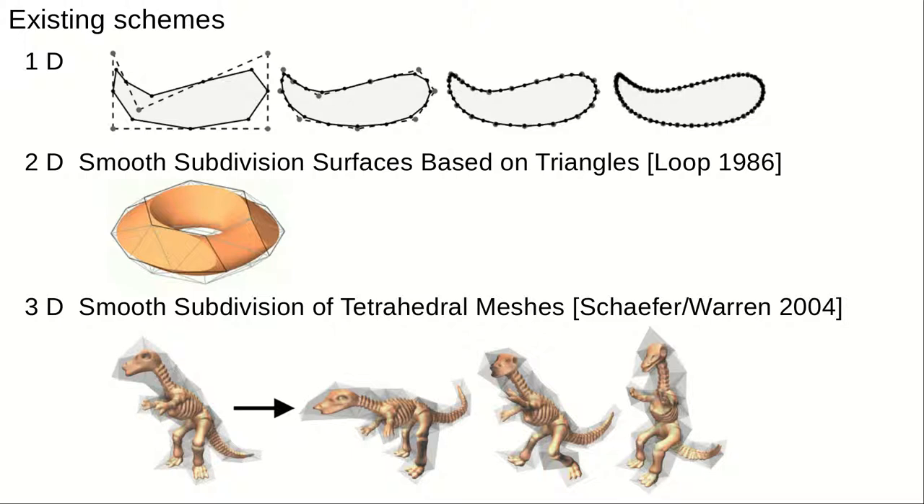The two-dimensional case is a subset of the loop scheme for triangle meshes. And finally, in 2004, Schaefer and Warren devised the cubic subdivision rules for the three-dimensional simplex lattice. Here, subdivision leads to a smooth parameterization of space that can then be used for volume deformation.